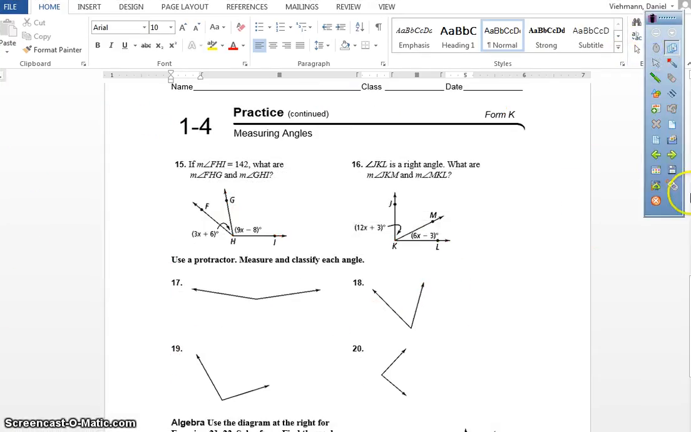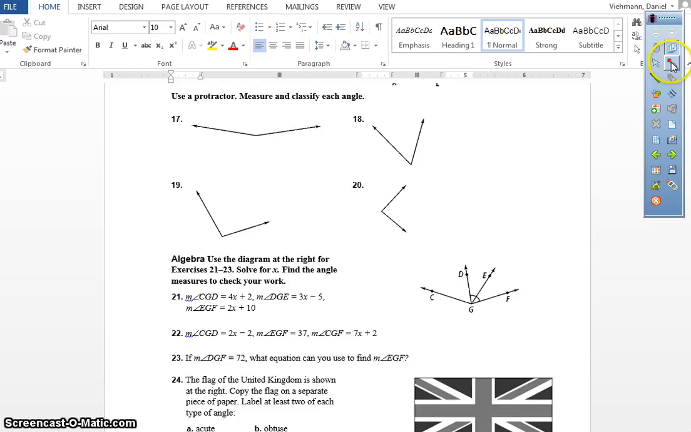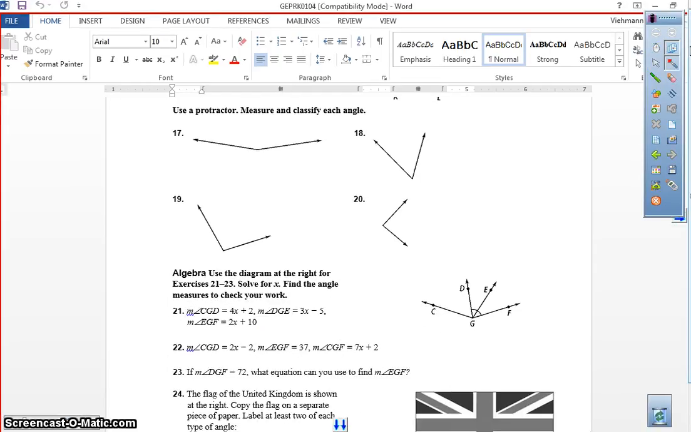All right, next part. They wanted us to use a protractor. You guys have protractors in class, right? Okay, so when you use your protractor, you measured and classified each angle. Nikki, what'd you get for 17? 160 degrees. 160, okay, and then where does that put it in the classification?